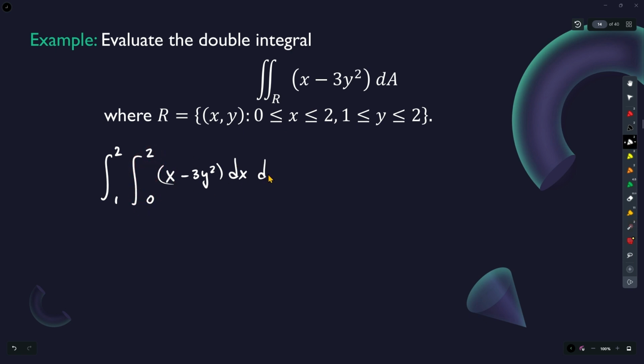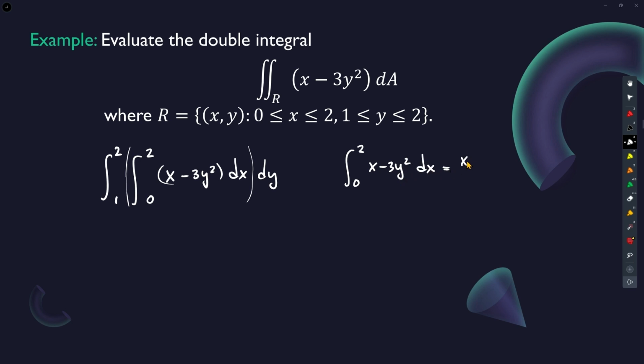And then dy. So if you want, you can add a parenthesis like this to indicate that now for dy, the limits of integration are between 1 and 2, which matches the bounds of the rectangle in terms of y. So let's start with the integral from 0 to 2 of x minus 3y squared dx.